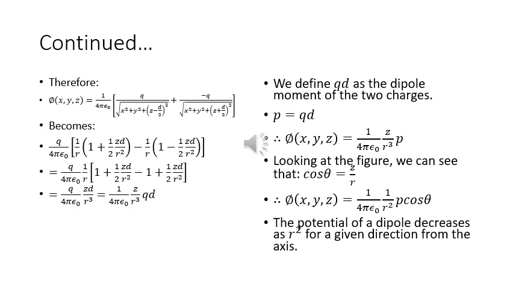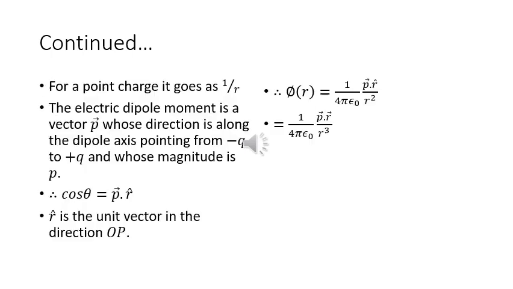We define qd as the dipole moment of the two charges. So p is equal to qd. Phi xyz now becomes 1 upon 4 pi epsilon naught z upon r cubed p. If we look at the figure, we can see that cos theta is equal to z by r. Therefore, phi xyz is equal to 1 upon 4 pi epsilon naught 1 upon r square p cos theta. The potential of a dipole therefore decreases as 1 upon r square for a given direction from the axis.